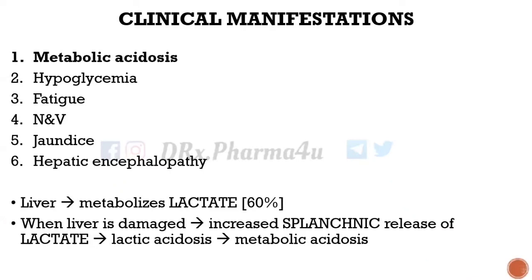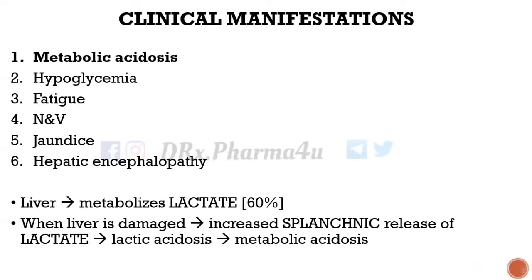If we look at the clinical manifestations of fatty liver, drug-induced, we can see metabolic acidosis. Now, why does metabolic acidosis happen? The liver actually metabolizes 60% of the lactate in our body. So if the liver is damaged, there will be increased splanchnic release of lactate. That can cause lactic acidosis, which can lead to metabolic acidosis.